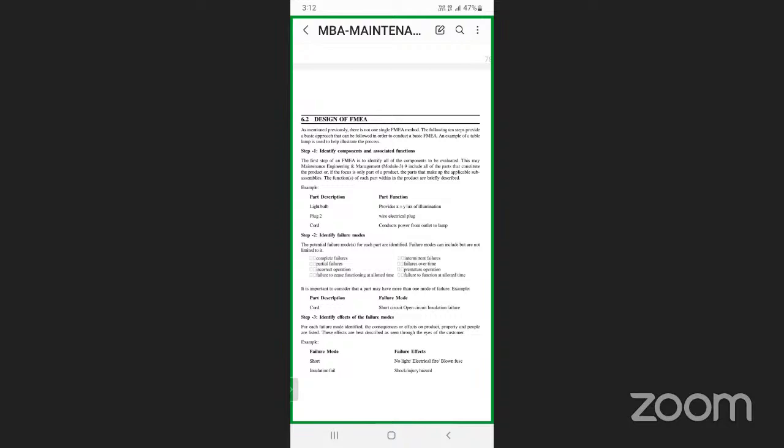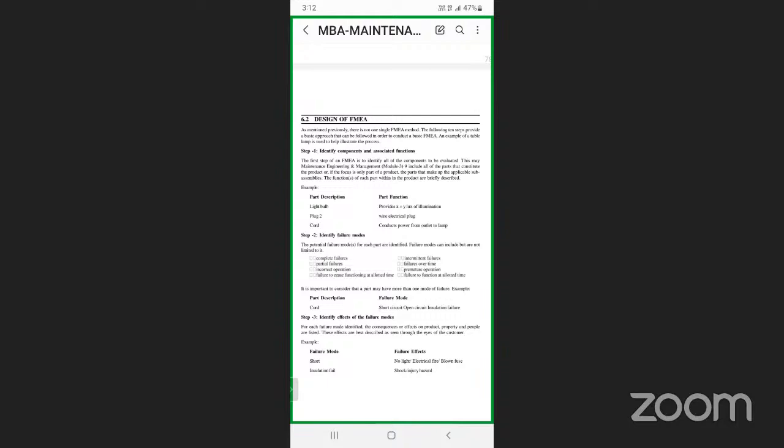Okay, suppose there is a short, okay, or the installation failure is there. Okay, so what can happen? Okay, so it can be like the fuse is blown off, or you can have a shock, or the injury can be hazardous to people. So we have to see the effects on three things. What are the three things? We have to see the effect on product, property, people. Okay, so this is the third step, right?